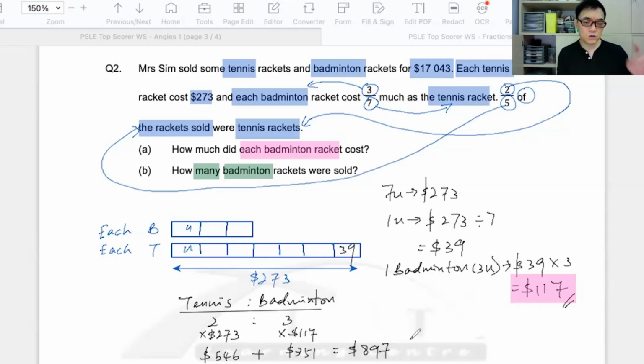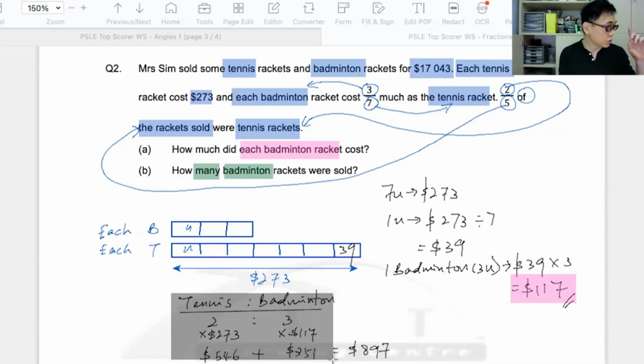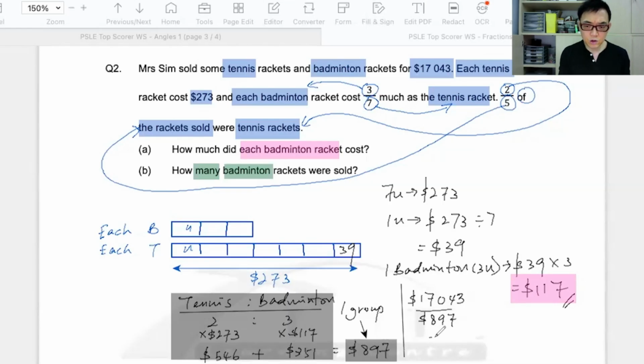So Jonas, what do you think he just found? 5 rackets. And if I were to call this 5 rackets one set or one group, then one group is $897. Okay, so I'm going to call this one group. Anyway, if one group is $897, what is my next step? Varun, Iwei just told me that he's going to take 17,043, which is correct, by the way, what he's saying is correct. And he's going to divide this by 897. My question to you, Varun, is what am I finding? Very good. You press a calculator, what do you get? 19 sets? Okay, 19 sets.